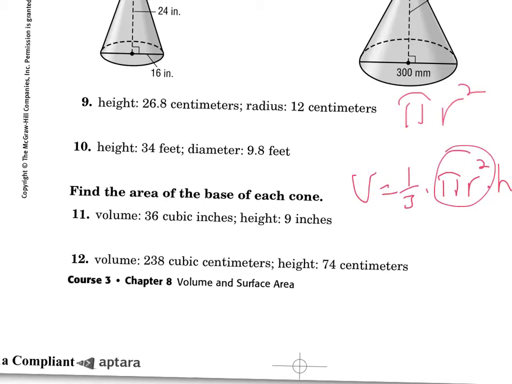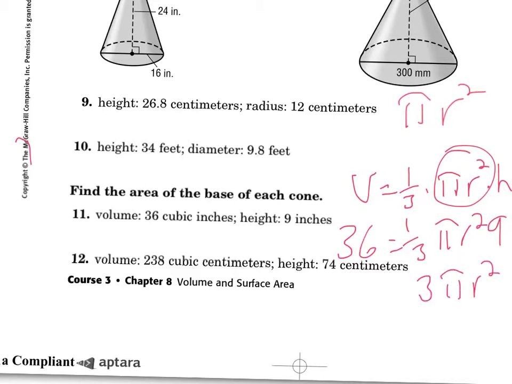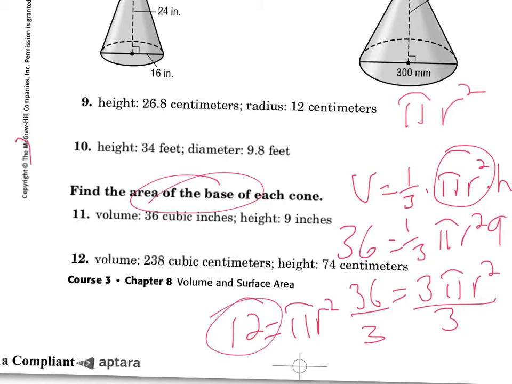Well, if they give you the height, which they do, and they give you the volume, you can find this pi r squared part. It's just solving an equation. We would multiply 1/3 times 9, because those are on the same side. We can multiply those together and get 3. So 3 pi r squared equals 36. Divide both sides by 3, and you would get that pi r squared, or the area of a circle, equals 12. So the area of the base of the cone would be 12.